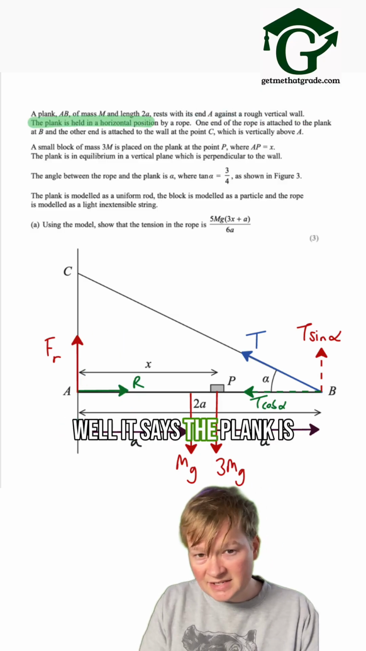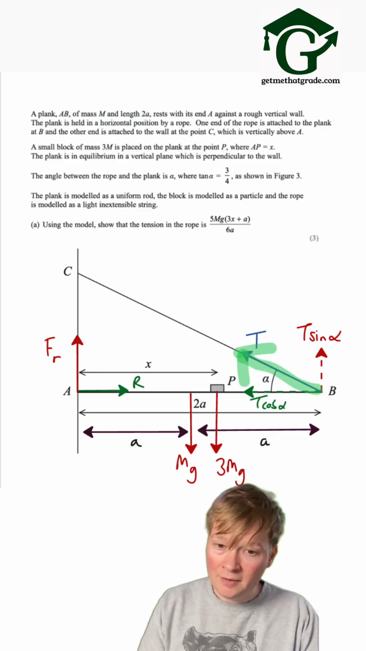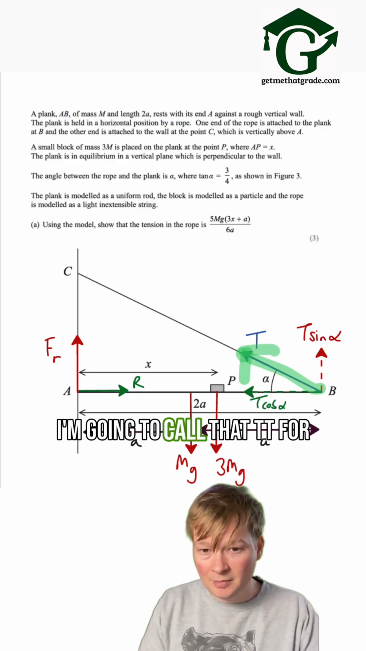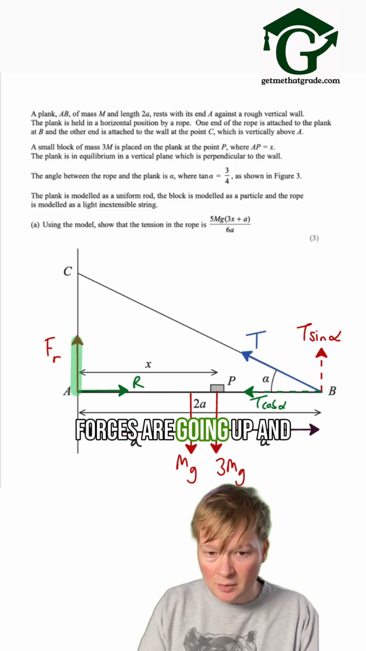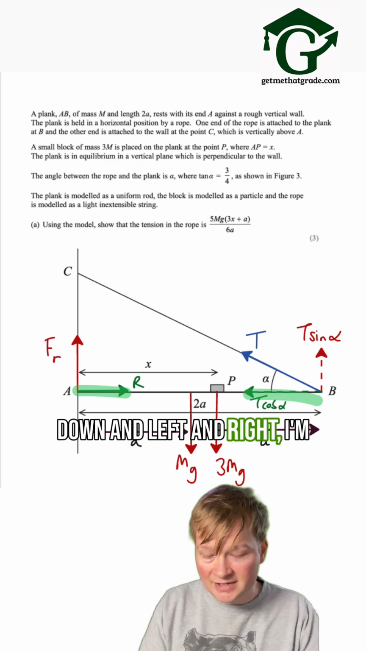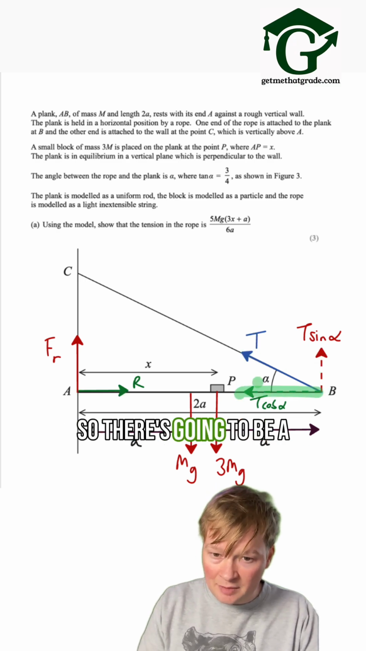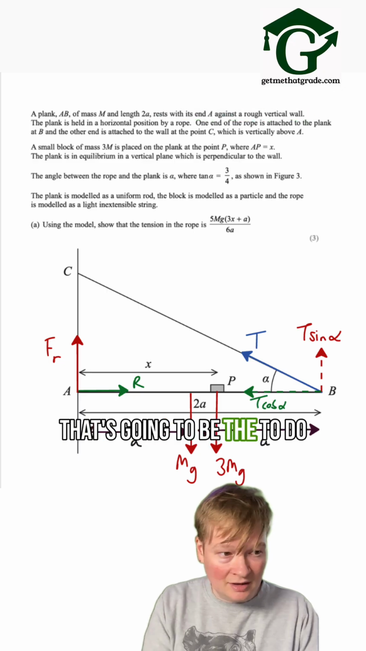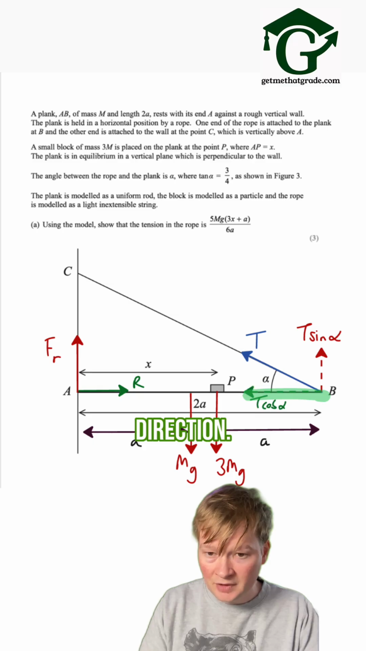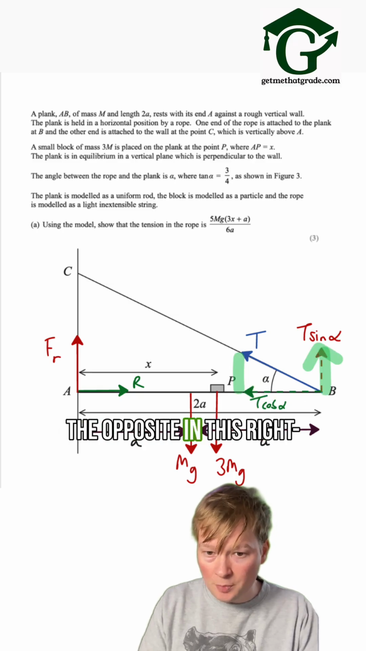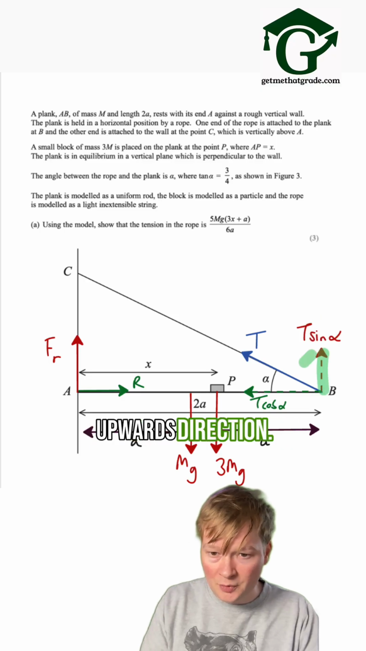What else? Well, it says the plank is held in a horizontal position by a rope. So there's going to be a force on the plank. I'm going to call that T for tension, acting in this direction. And because all of my other forces are going up and down and left and right, I'm going to split, in fact, this force into perpendicular components as well. So there's going to be a component here. That's going to be to do with the adjacent and the hypotenuse. So that's going to be T cos alpha, acting in this direction. And there's going to be a component here to do with the opposite in this right angle triangle and the hypotenuse. So it's going to be T sine alpha here, acting in the upwards direction.